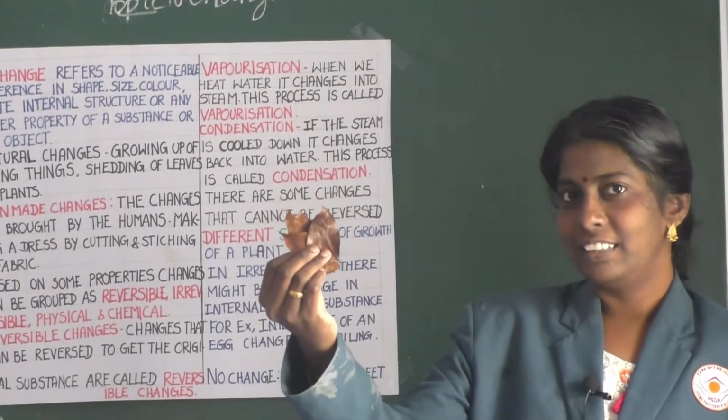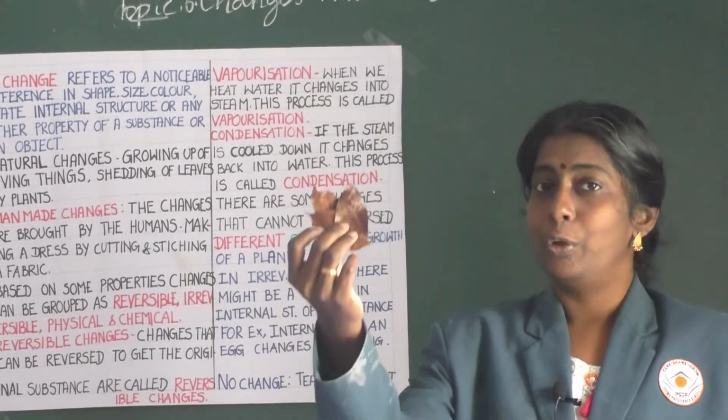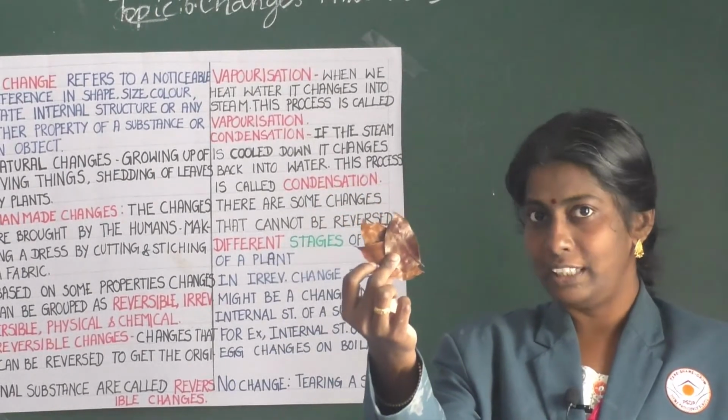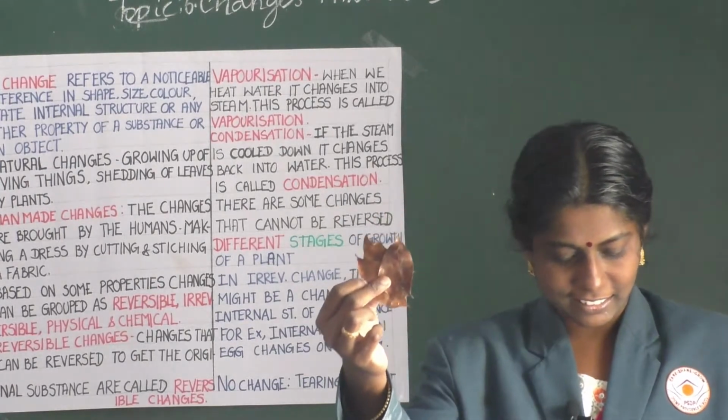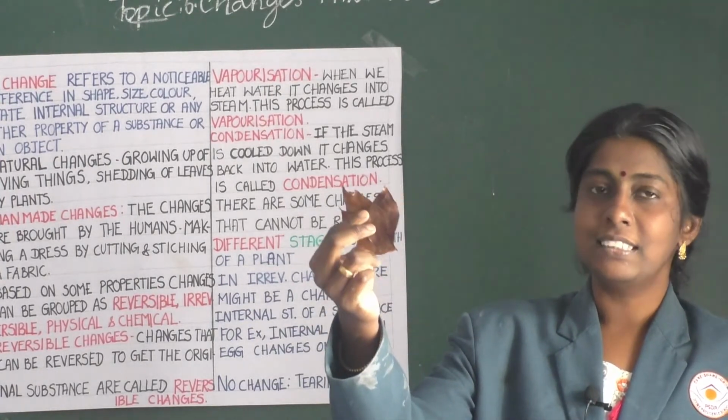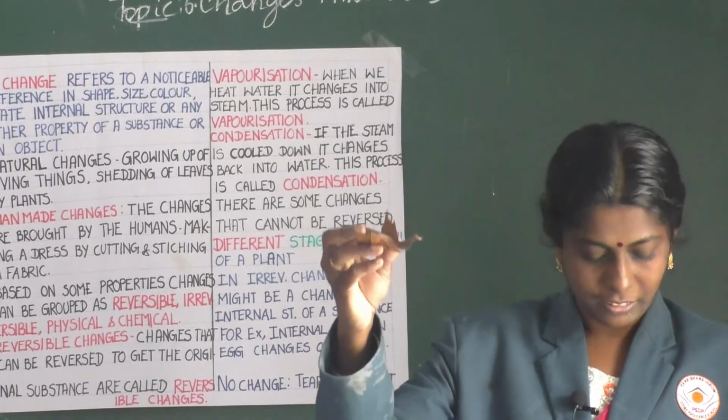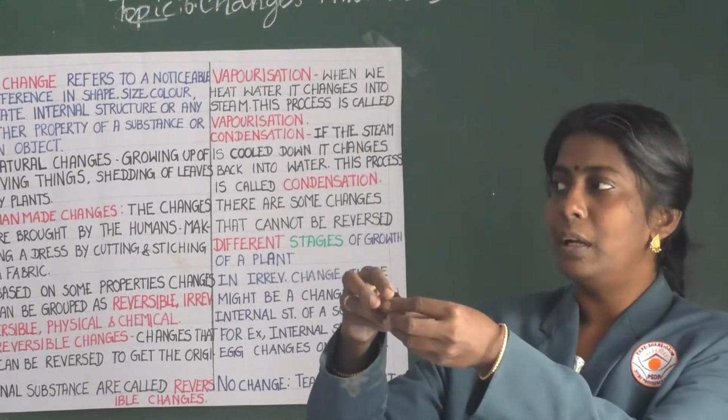So, now children, let us explore further. You can have a look at this fallen leaf, isn't it? So, I am making this leaf into smaller pieces.